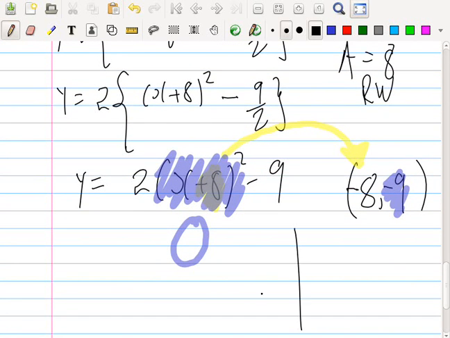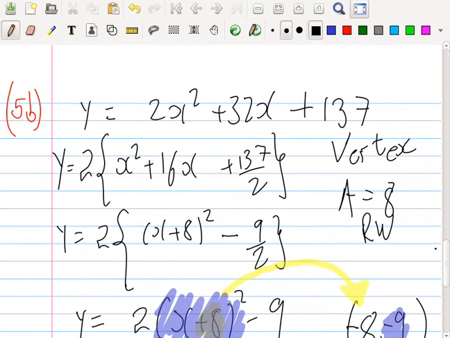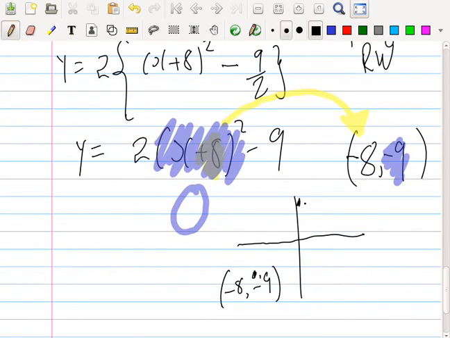Now if I do a quick draw on here, minus 8 minus 9 would be like here. Wouldn't it? Yes, and that's the lowest point. Now, if I put x as 0, what do I get here? 137, isn't it? So there's maybe 0, 137. So if I draw it, you know, something like that. Yes?